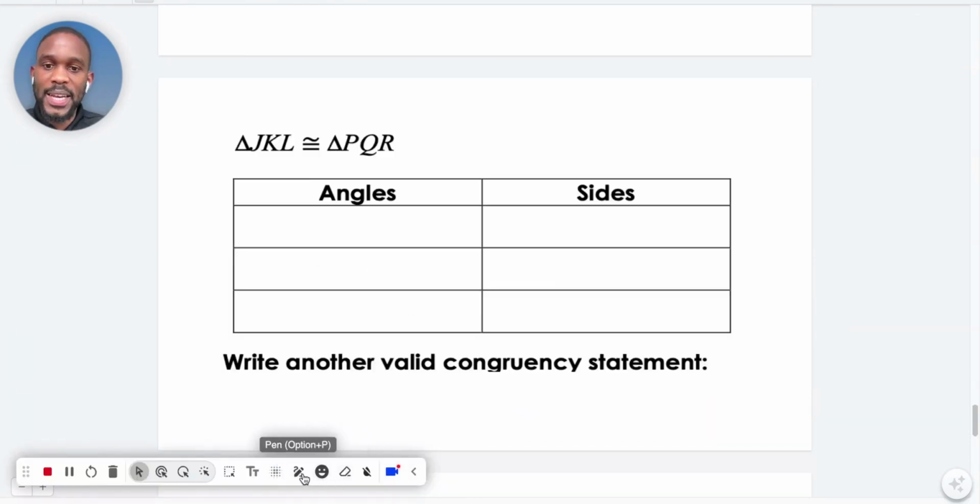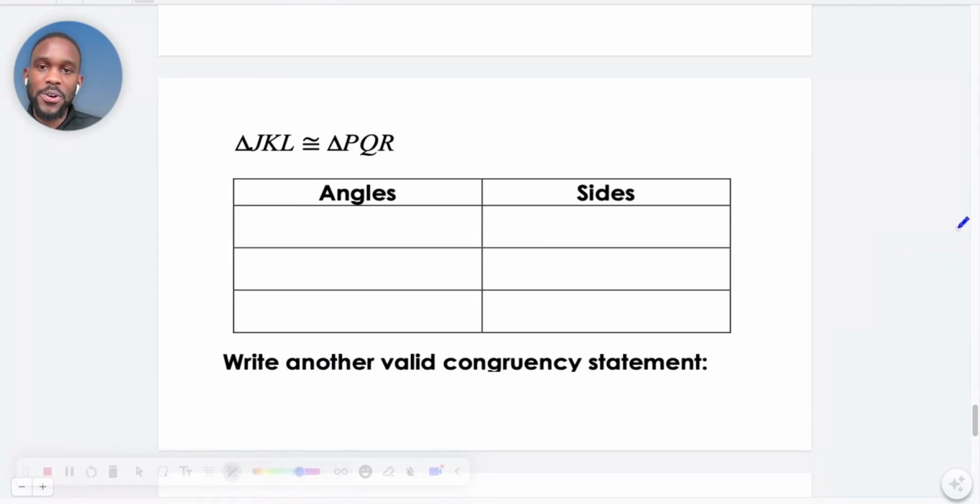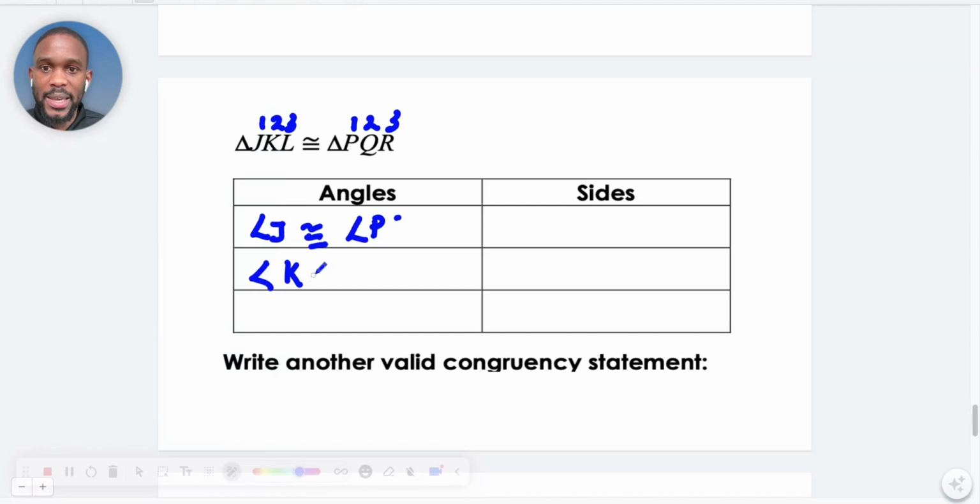So they're giving us a congruency statement here, and they're asking us what sides are congruent and what angles are congruent. Angle J is congruent to angle P. I'm taking first, second, third. This is first, second, third. So one to one, angle J is congruent to angle P. Let's go to the second here. The second here is K. So angle K is congruent to the second here, which is angle Q. Let's go to the third. Angle L is congruent to the angle there, which is angle R, right?